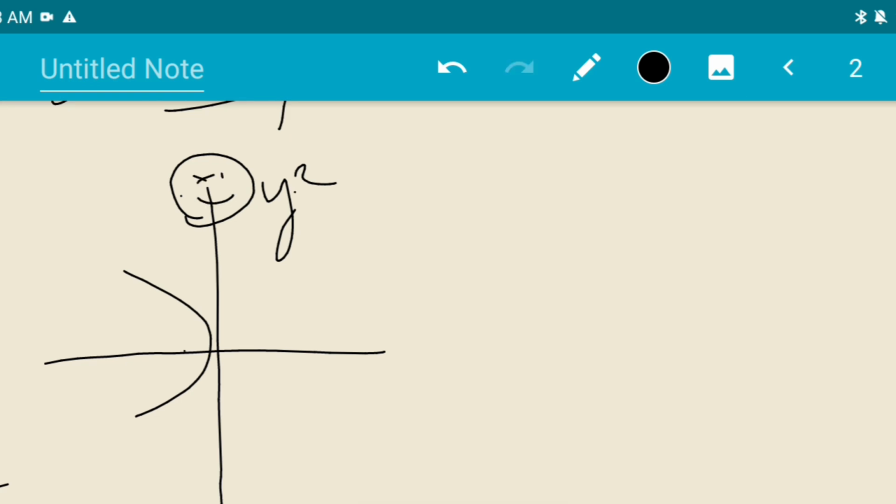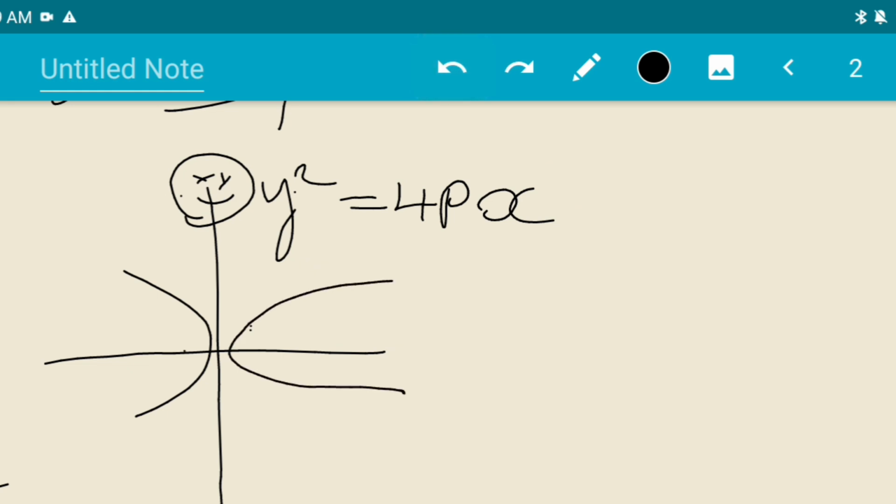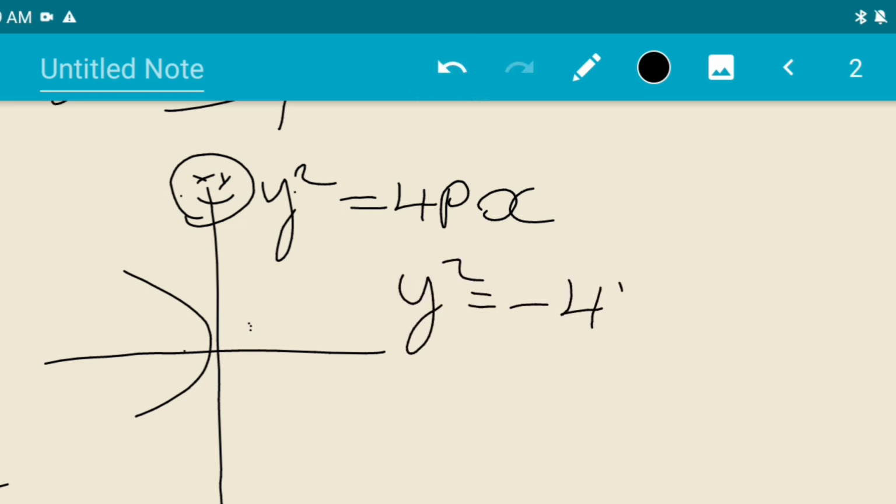Yeah, so that would be y squared is equal to 4px. Okay, this is our equation, but this is not completely correct. Why? Because what I've written is for a parabola opening this way, but in this case the parabola is opening towards the negative side, so this would be y squared is equal to negative 4px. This is a standard equation.